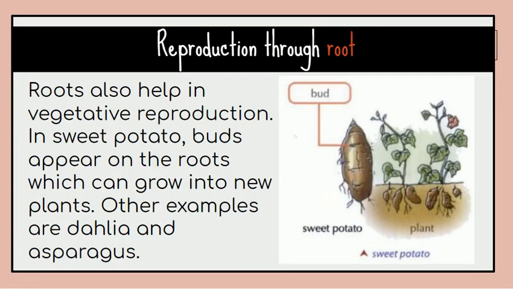Our next method of reproduction is through root. Roots also help in vegetative reproduction. In sweet potato, buds appear on the roots which can grow into new plants. Other plants like dahlia and asparagus are placed in water. Then many roots appear at the lower ends and shoots appear at the upper end. This is how new plants arise from the root itself.